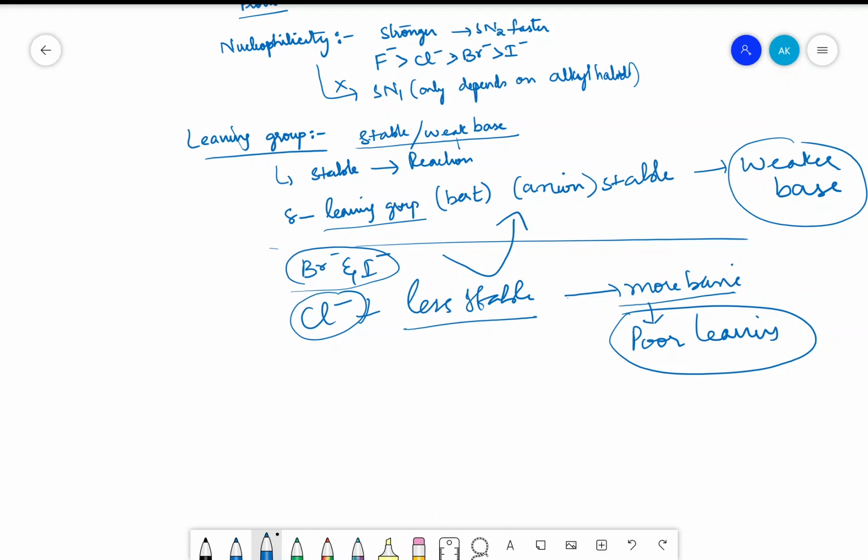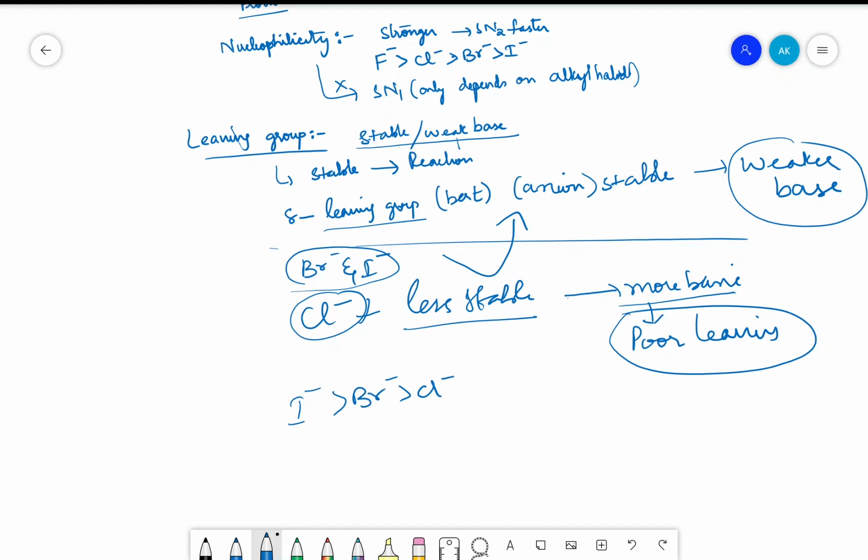The fluoride ion is a very poor leaving group. As a result, alkyl fluorides do not undergo nucleophilic substitution reaction. Iodide is a better leaving group than bromide, and bromide is a better leaving group than chloride. So iodide, followed by bromide, followed by chloride, is the order of leaving group ability.